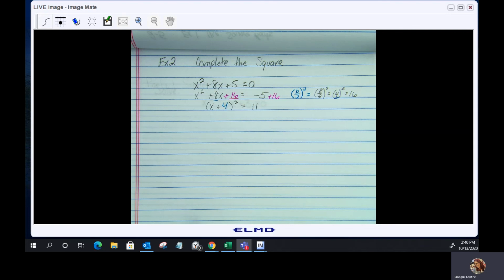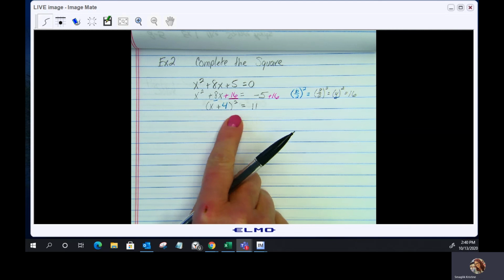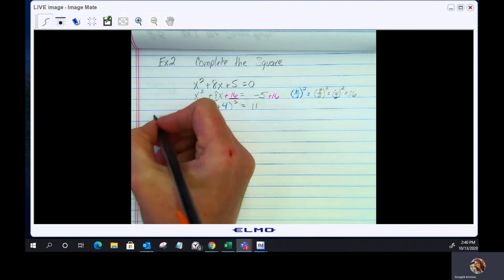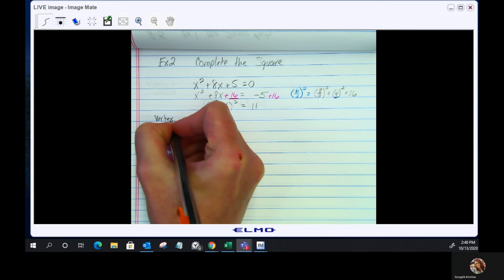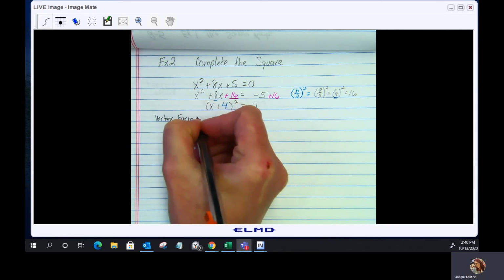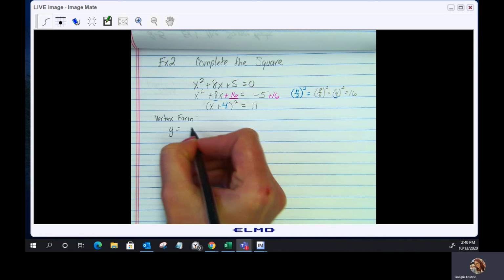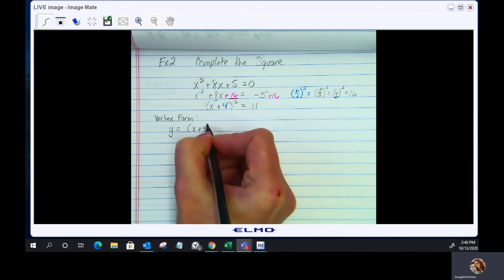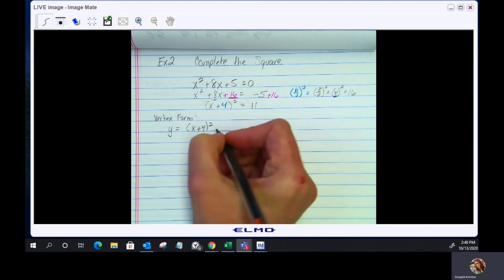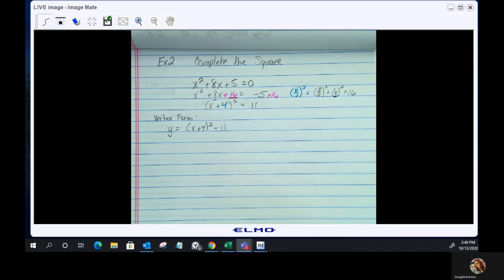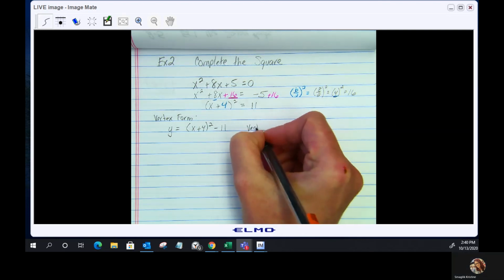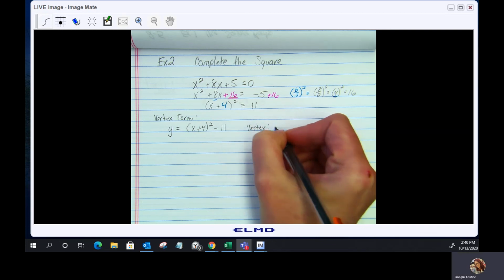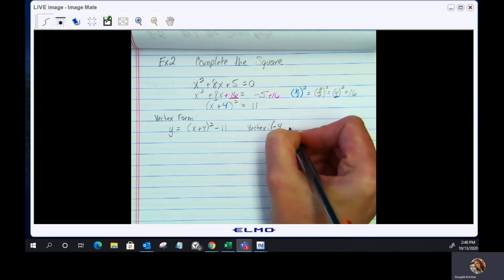Now I want to bring it to your attention that I am so close to vertex form. If I were to subtract that 11, I would be in vertex form. y equals (x plus 4) squared. I'd subtract the 11 from both sides, and now we're in vertex form. My vertex is (-4, -11).